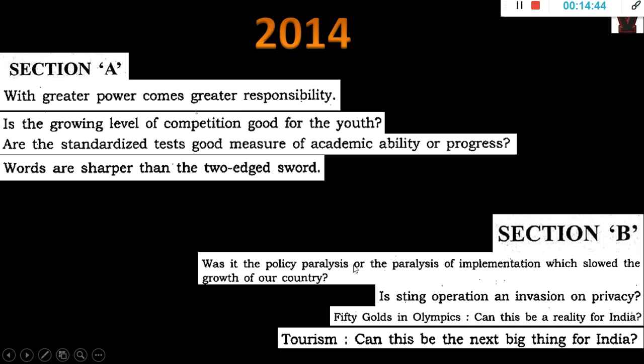There was something called policy paralysis before 2013 and all, when we had a lot of scams in the country. There was a phase in which even the international media used to call it policy paralysis in India. So they're asking about that. So it's again a GS paper topic. Then sting operation, invasion of privacy. So you have to again justify it.